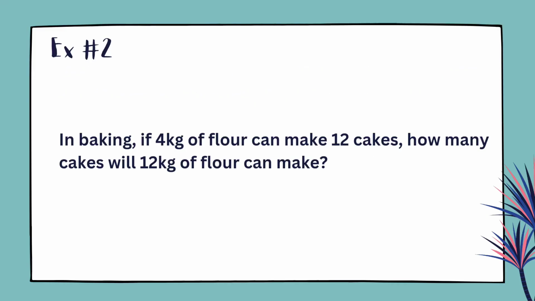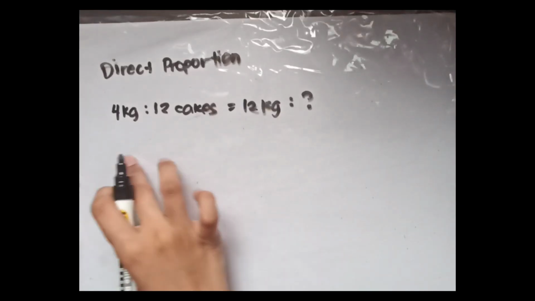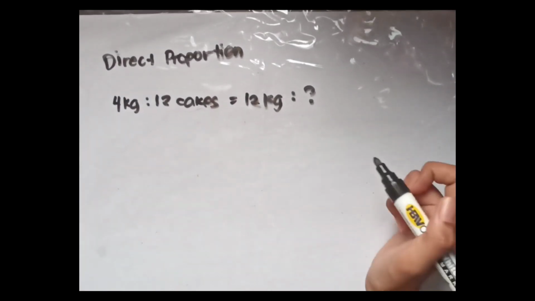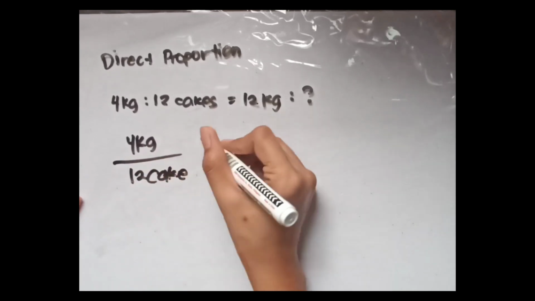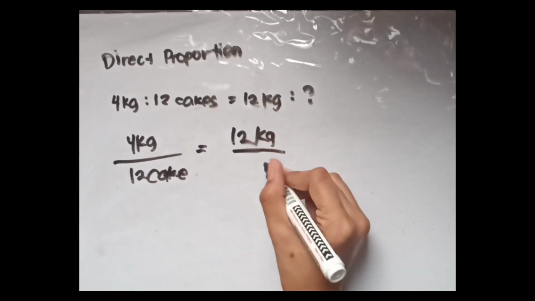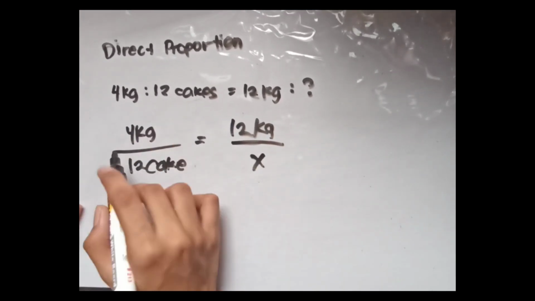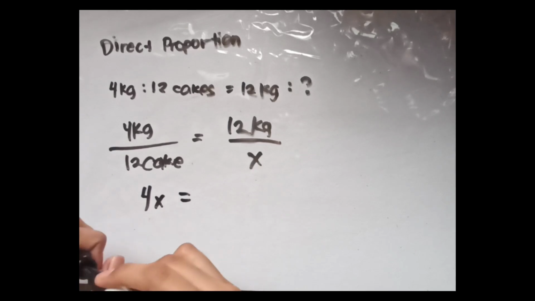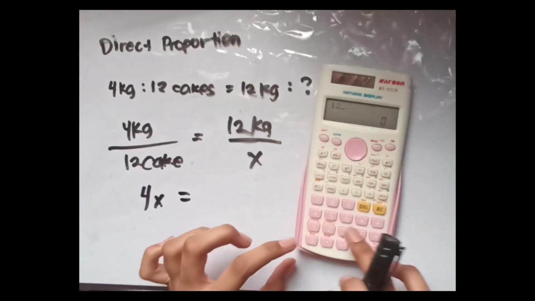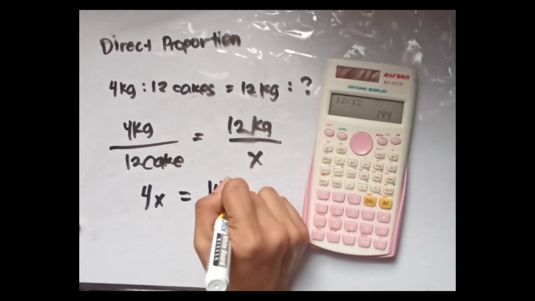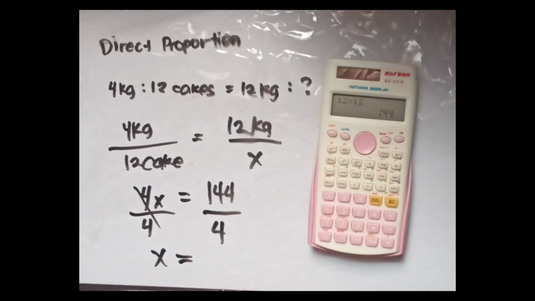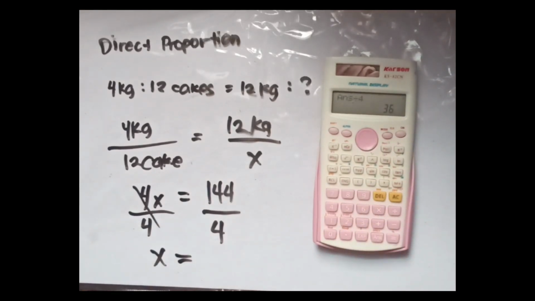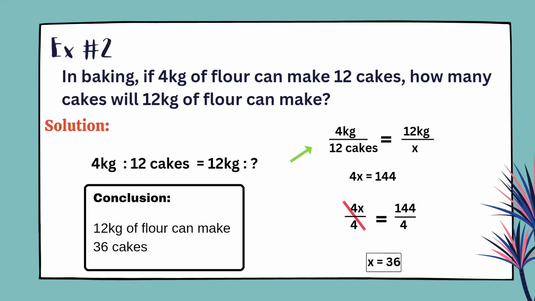Example number 2. In baking, if 4 kg of flour can make 12 cakes, how many cakes can 12 kg of flour make? Nakasulat na siya into column form, so bale, susulat natin siya into two equal fractions. 4 kg and then 12 cakes as to 12 kg and then x. Cross multiply lang, 4 times x is equal to 4x equals 12 times 12 is equal to 144. And then, divide both sides by 4. Maka-cancel out, matitira na lang x. 144 divided by 4 is equal to 36. So, 12 kg of flour can make 36 cakes.